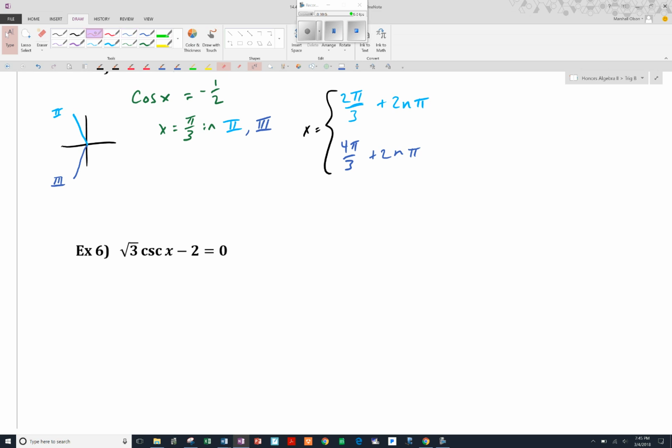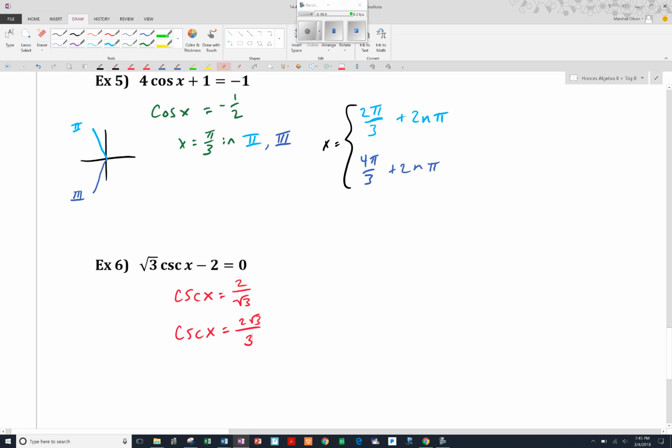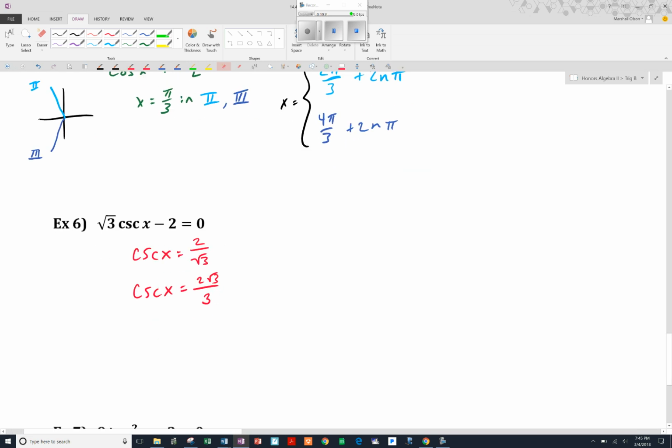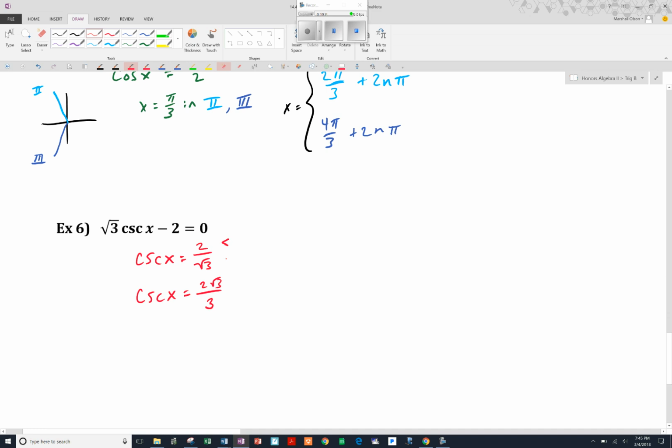Example 6. We have the cosecant of x equals, add 2, divided by the square root of 3. Do a little rationalizing here. Multiply by the square root of 3 over itself. There we go. So cosecant of x equals 2 over the square root of 3. Well, that would be the same angle that has a sine value of the square root of 3 over 2, since that's been flipped right there.